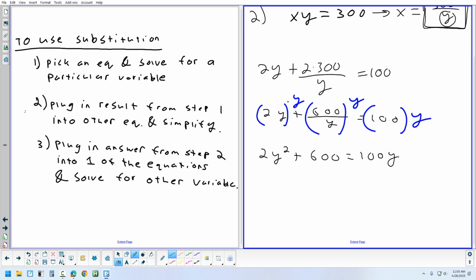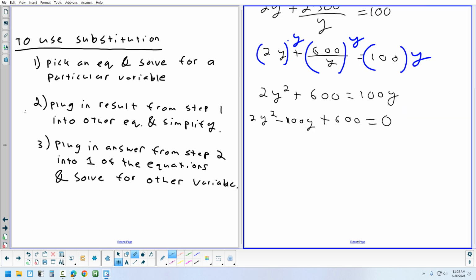So generally, when we are solving a quadratic, what do we try to get it equal to? Get it equal to 0. How would you get that equal to 0? Yep, and that term would go in the middle. So 2y squared minus 100y plus 600. So that's a quadratic, and that's the order we normally put it. What's one way you can solve a quadratic equation?